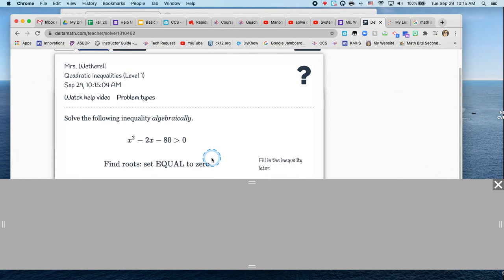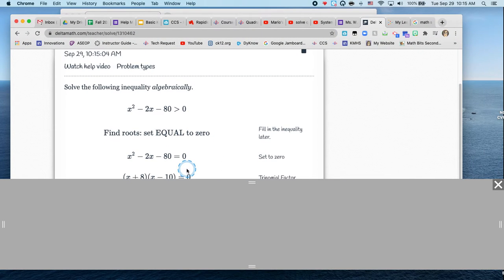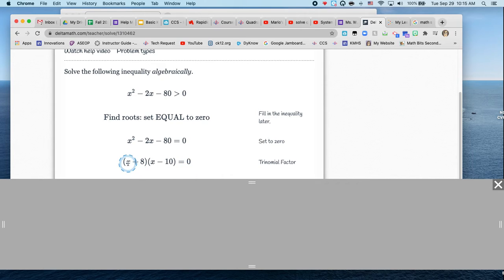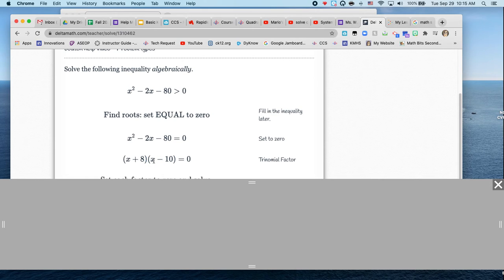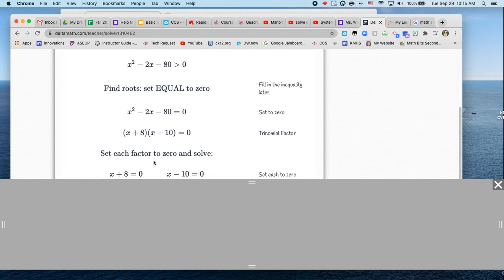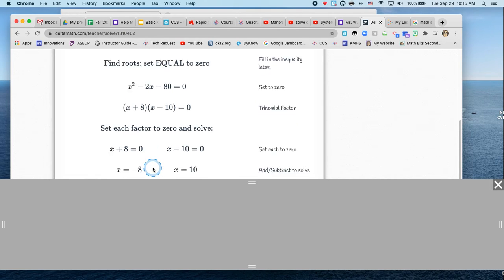So first you're going to do the same thing. You're going to set it equal to 0 and factor your quadratic. So factoring the quadratic, x plus 8, x minus 10. Those are the factors that multiply to negative 80 and add to negative 2. So then you set each factor equal to 0, just like you did in the past. So setting each factor equal to 0 and solving for x, you get x is negative 8 and x is equal to 10.